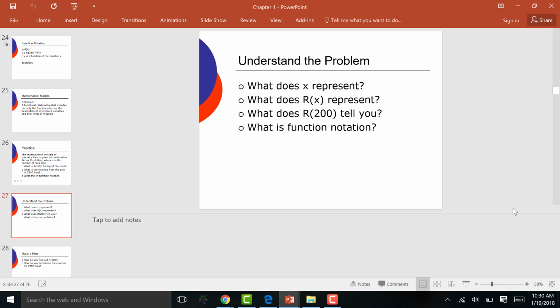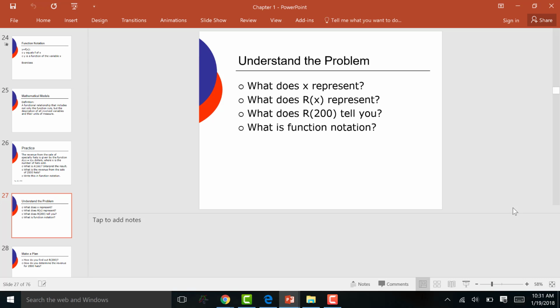Now, next slide just basically wants to see if we really understood what we did. Did you understand what X was representing? Yes. What was it representing? Did you understand what R of X represented? Yes. What was it? The revenue, but it gave you a function that associated that. So it gave you the R of X was equal to how much? 32X, okay? So just making sure, and it is referencing the revenue.